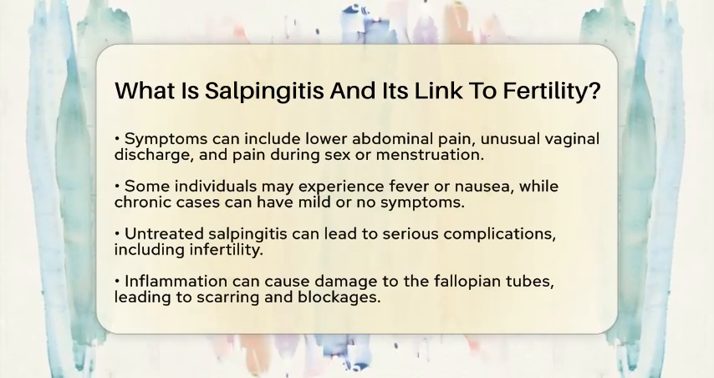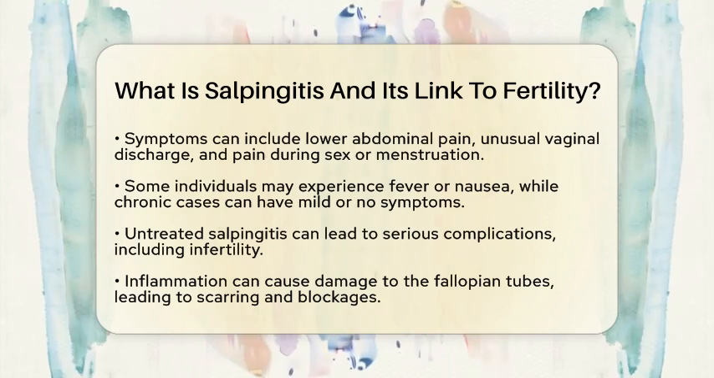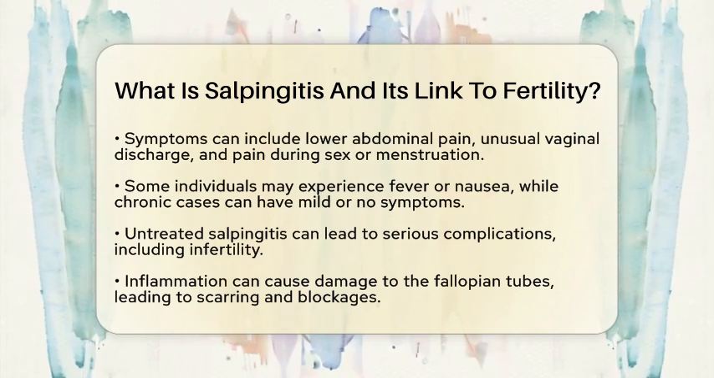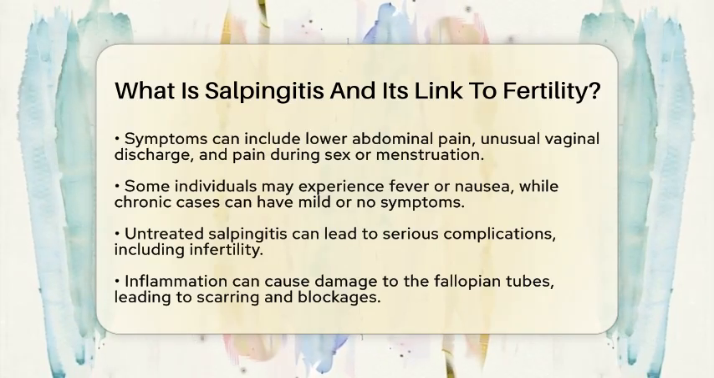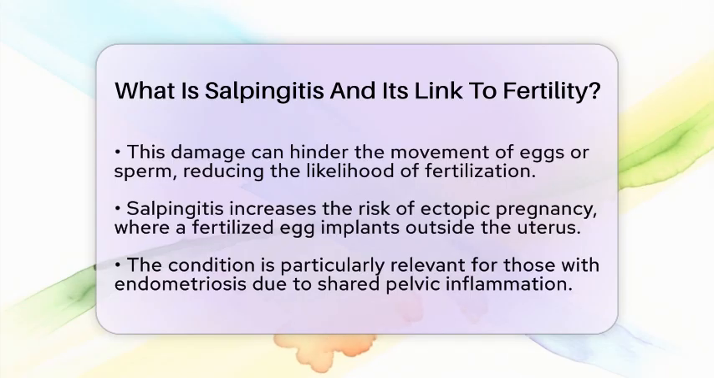From the perspective of fertility and endometriosis, salpingitis is particularly important. Both conditions involve pelvic inflammation and can complicate fertility issues. While endometriosis involves the growth of uterine-like tissue outside the uterus, salpingitis directly affects the fallopian tube structure and function. Therefore, managing infections promptly is crucial to preserving fertility and minimizing long-term reproductive damage.